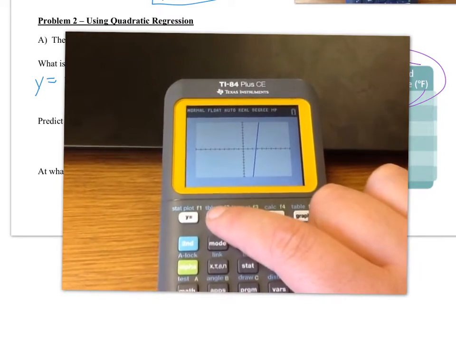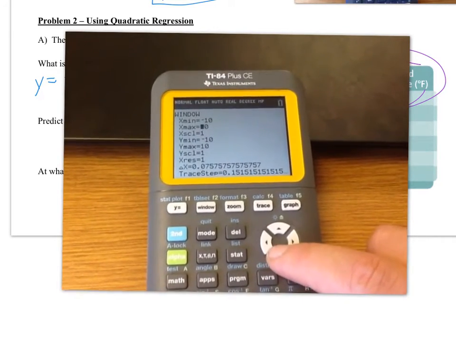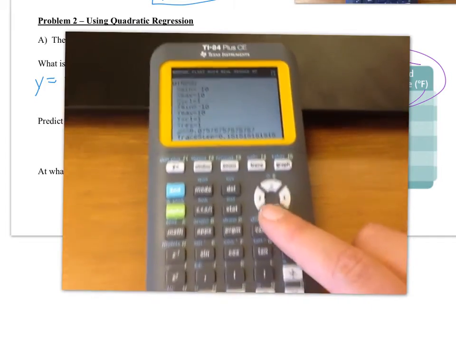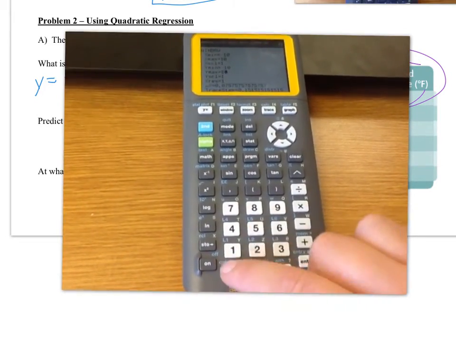So I'm going to go to my window right here. I need to go higher. So that would be my y value. I need to see higher, what's happening up above. So I'm just going to try. This is where I'm just kind of guessing. I'm going to guess 50.